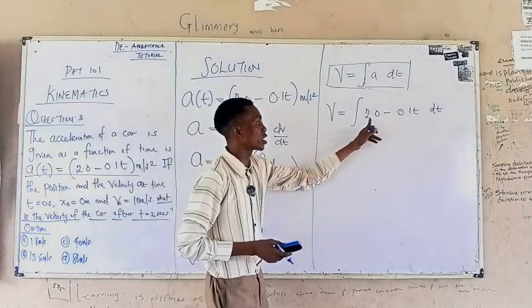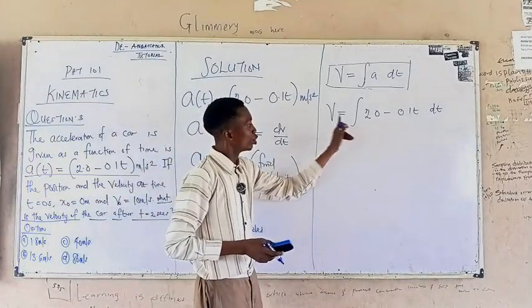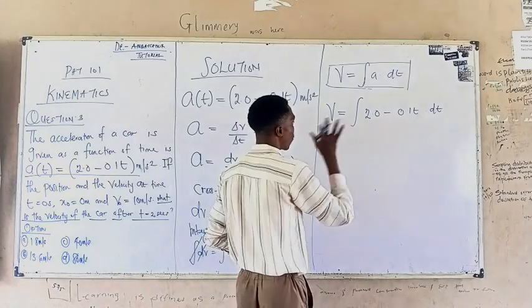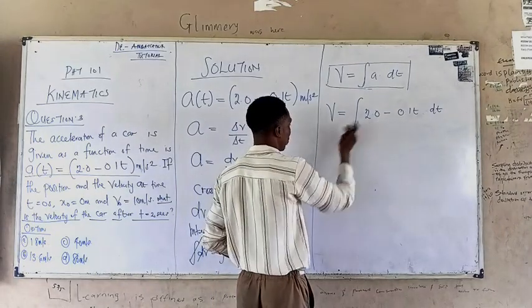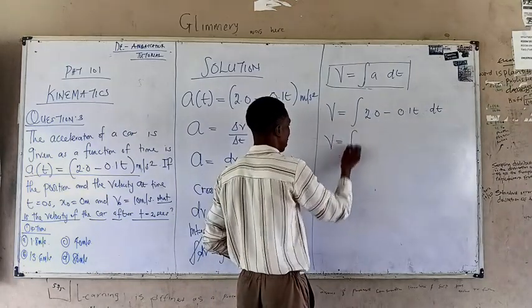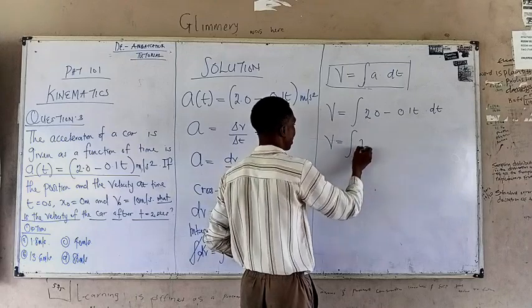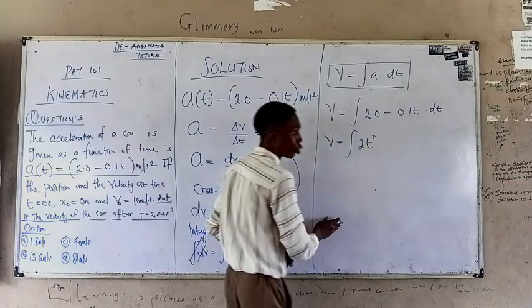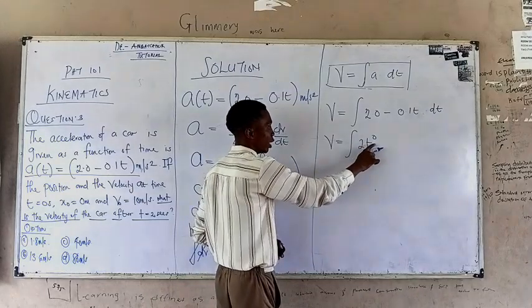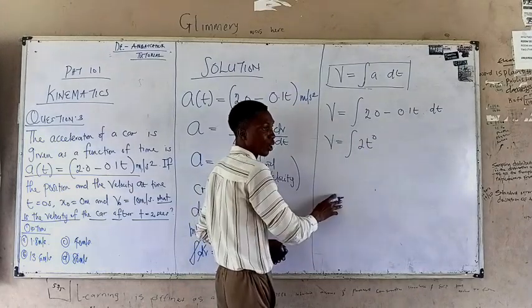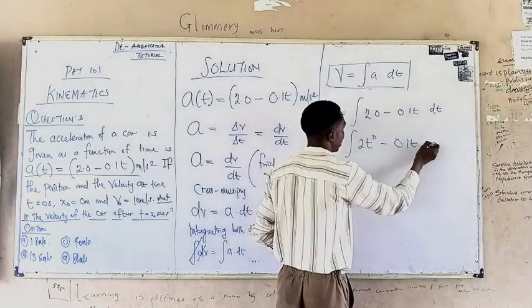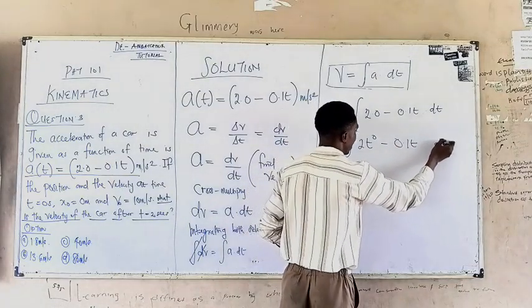I need to integrate my acceleration to get my velocity. A quick one, let's integrate this. But before we integrate, I want to assume something here. V is equal to the integral. Do you know that 2 can be written as 2t to the power of 0? Because t to the power of 0 is 1, then 2 times 1 gives back your 2. Then we have minus 0.1t with respect to dt.